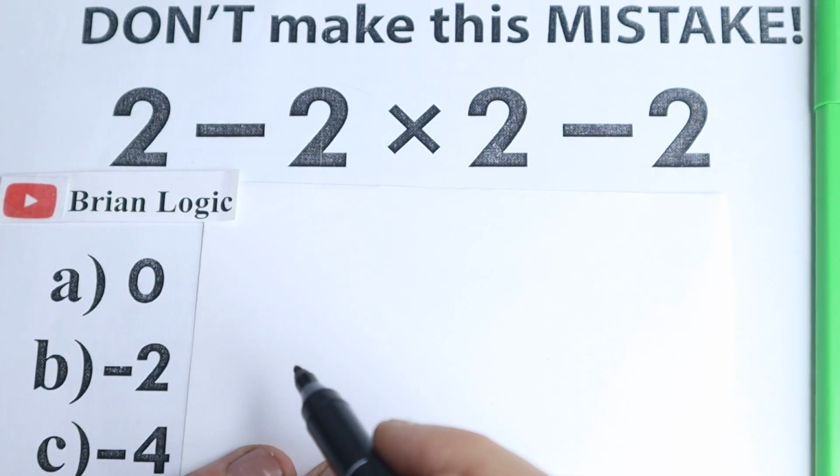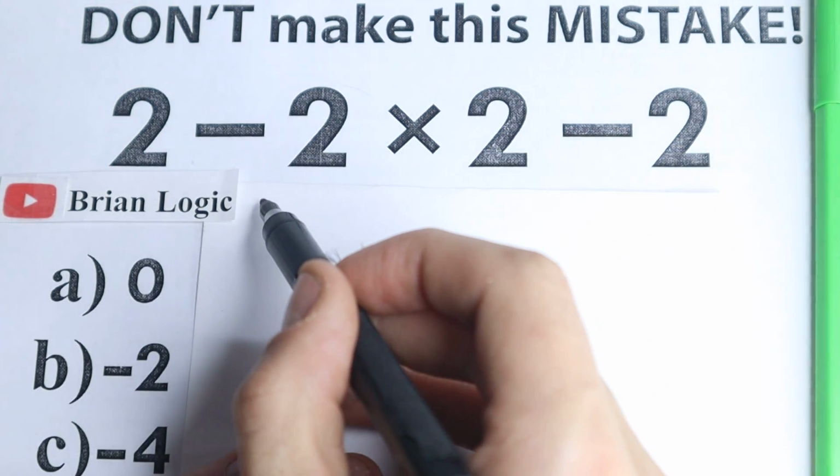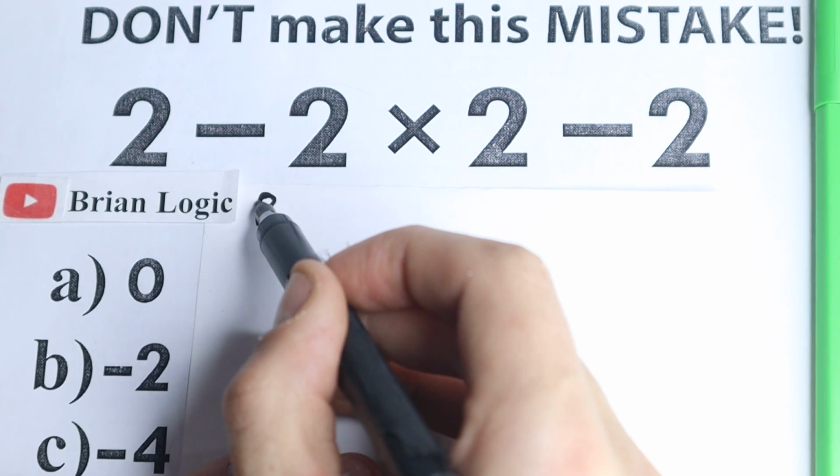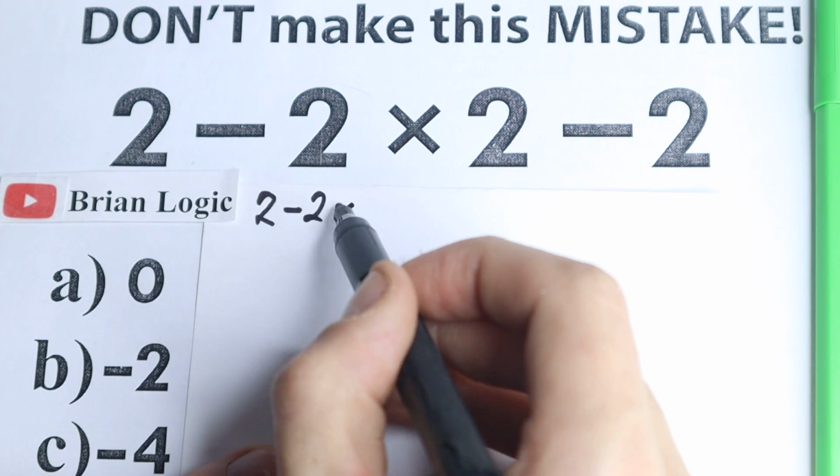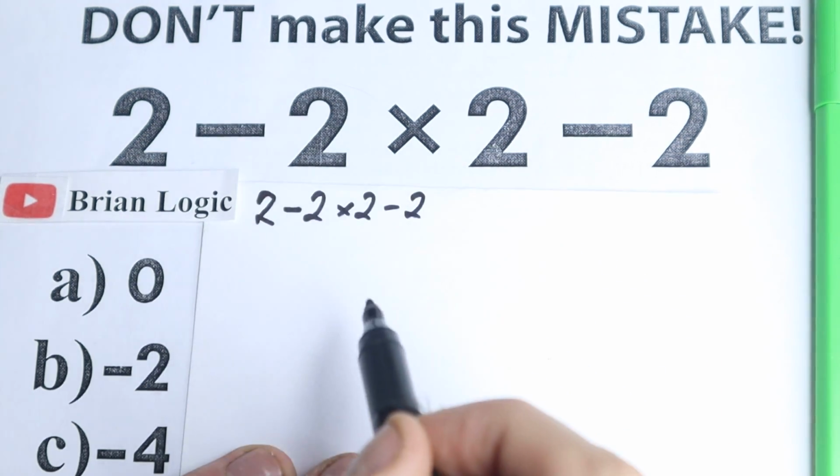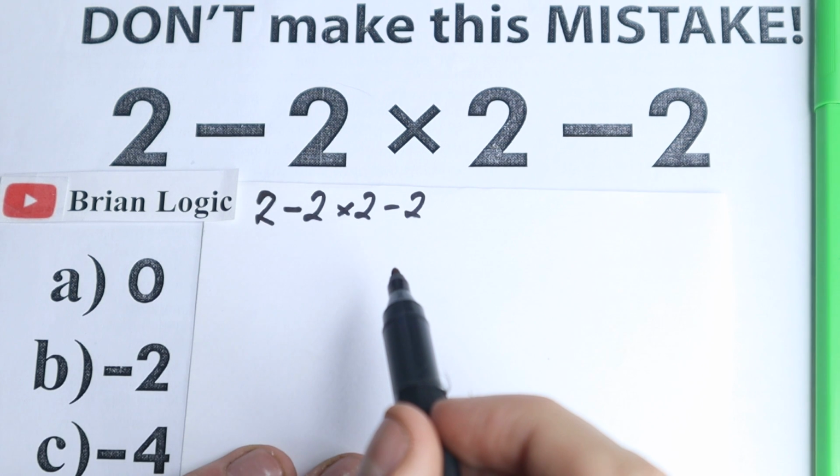Here's our question, here's our answer, and let's try to solve it. First of all, we have our question, so I wanted to write it right here. So we have 2 minus 2 times 2 minus 2. Okay, here's our challenge, here's our question today.